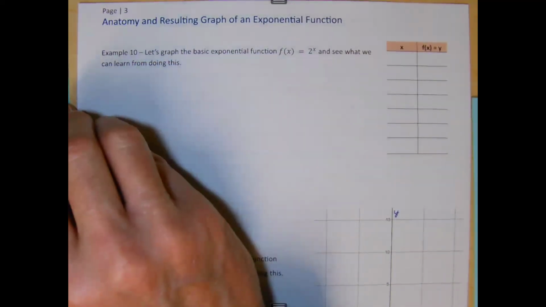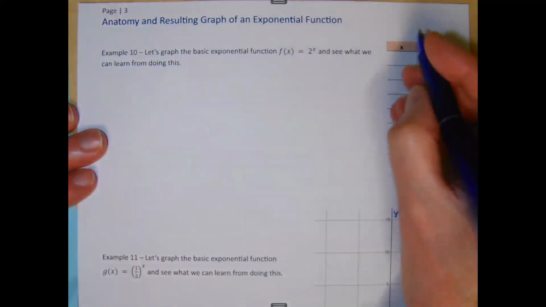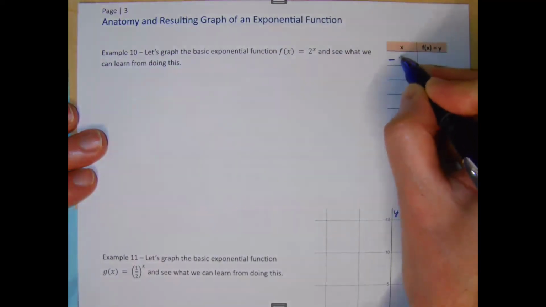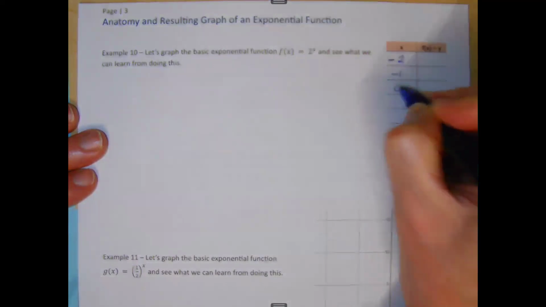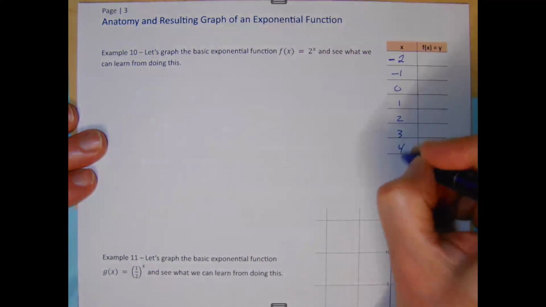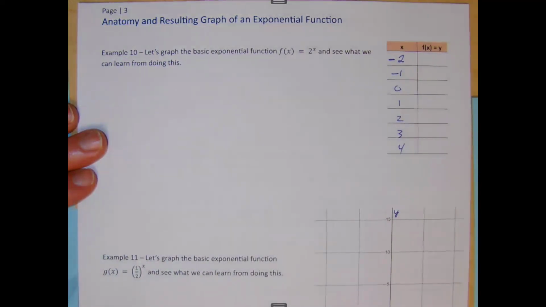So if I want to graph this, well, I need points. So I'm going to choose these very deliberately. I'm going to choose -2, -1, 0, 1, 2, 3, 4. Okay, just to get the basic idea here.